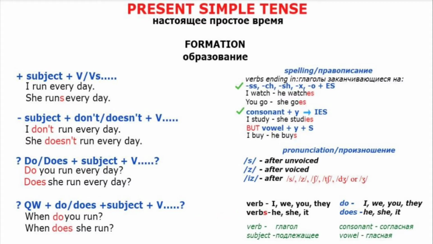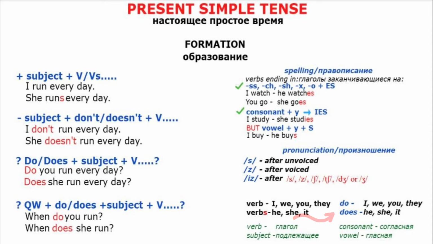Negative sentence. We use subject plus don't or doesn't plus verb without s. We use doesn't for he, she, it. For example, I don't run every day. She doesn't run every day. I don't, but she doesn't, because he, she, it plus doesn't.